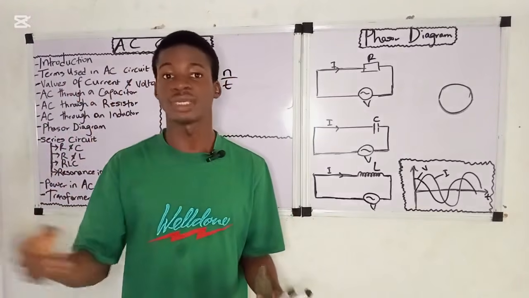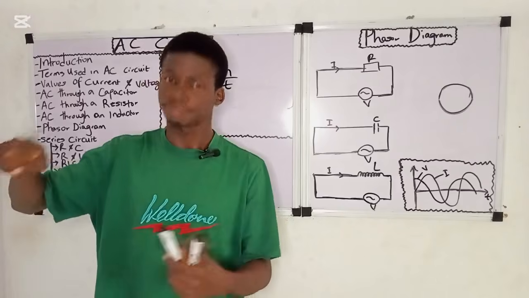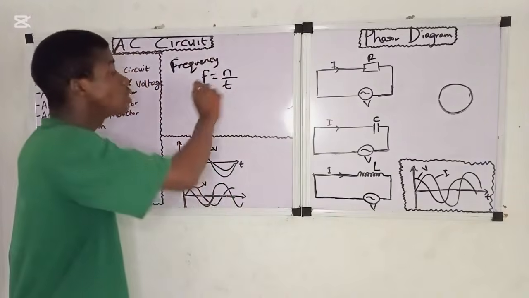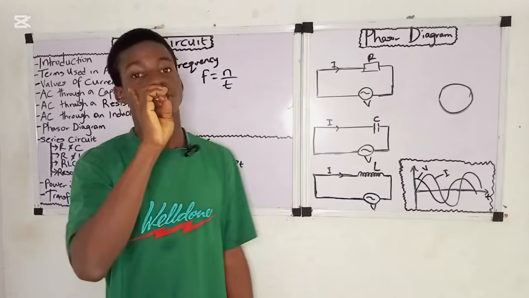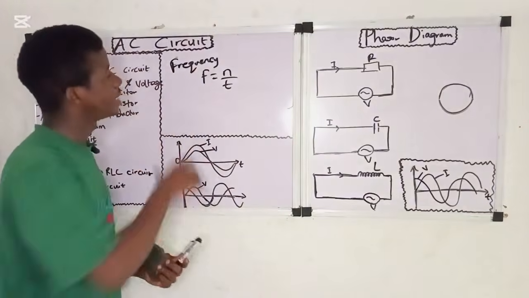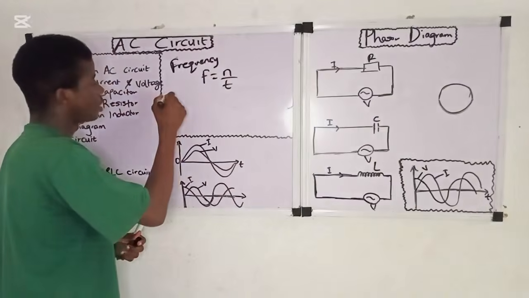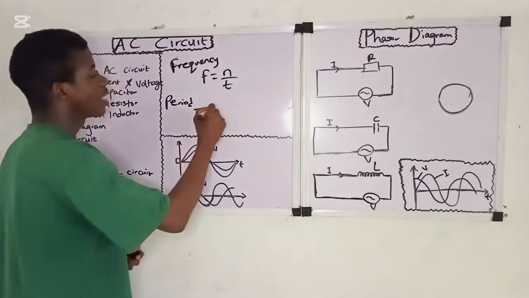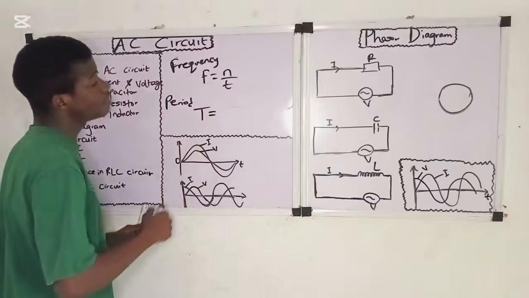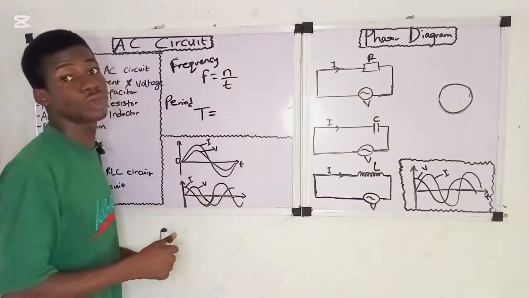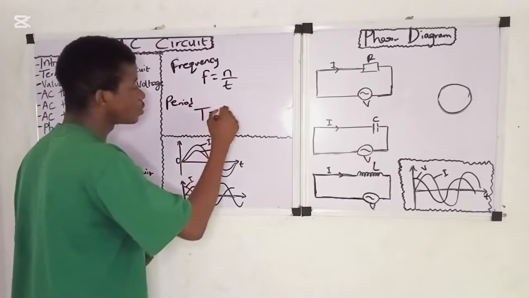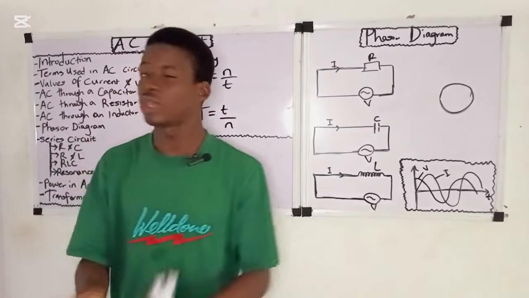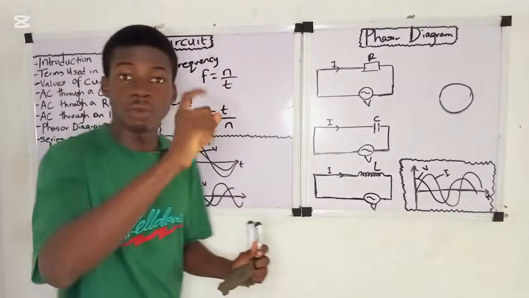Remember I told you that a cycle is made up of a positive and a negative half, a complete positive and negative half. So the number of cycles made in 1 second is known as frequency. Then the next term we're going to deal with is period, represented by capital letter T. Period is the time it takes to make one complete cycle. Whereas frequency is the number of cycles made in what?